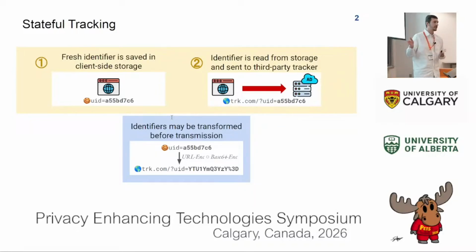Now, as you may know, this is a very prevalent privacy problem, and many techniques were proposed in order to detect this phenomenon. It is not enough to just directly compare the client-side storage and network requests, because identifiers may be transformed before transmission. For example, they can be base64 encoded or URL encoded.